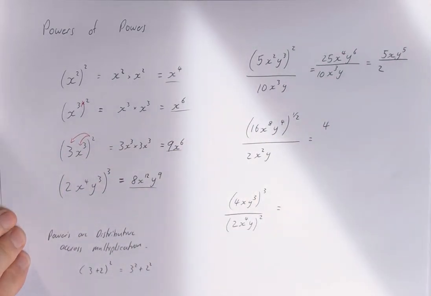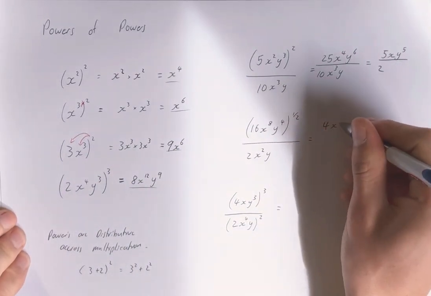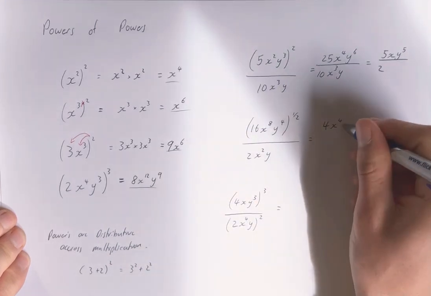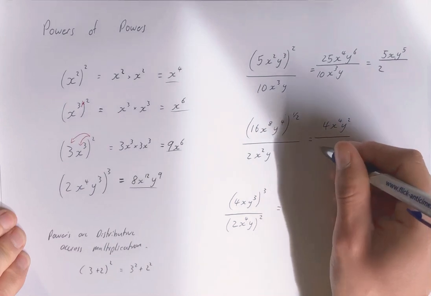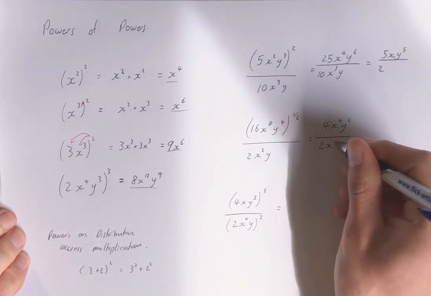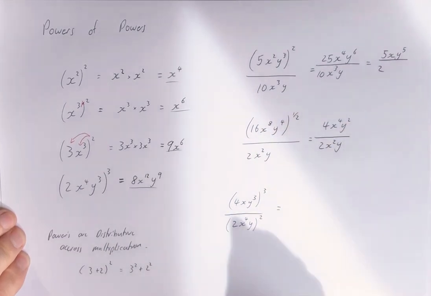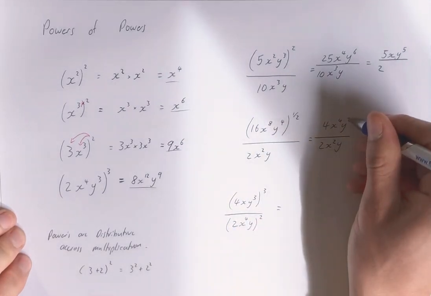We can still multiply our powers, so we can say that's x to the 4, y to the 2, and this is all over, nothing has happened to the bottom here. It's 2x squared y on the bottom. Awesome.